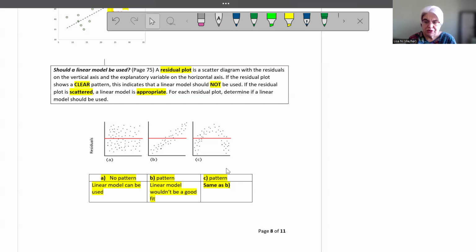In our class, we're only looking at linear models, but there are other models for correlation, such as curvilinear. Okay, so if you look here at A, B, and C, notice that if it has no pattern at all, if it's completely scattered like this, then the linear model can be used. This right here, with this pattern, is telling me that I have a pattern in my data that would not be best fit using a linear model.